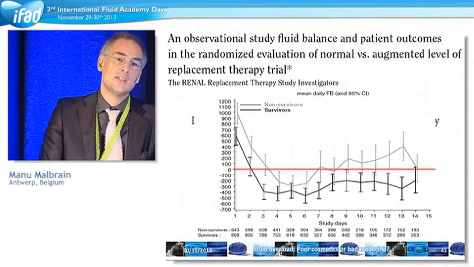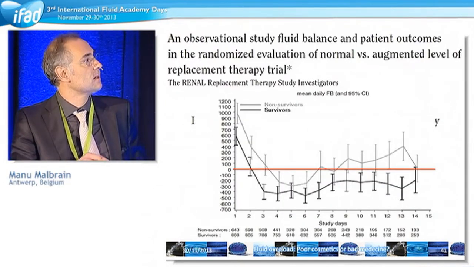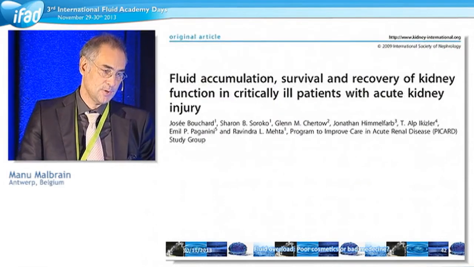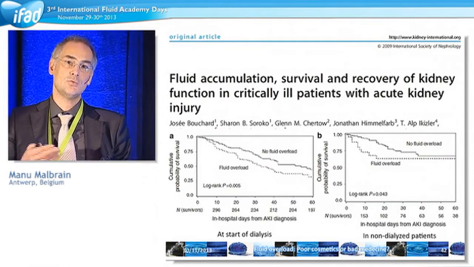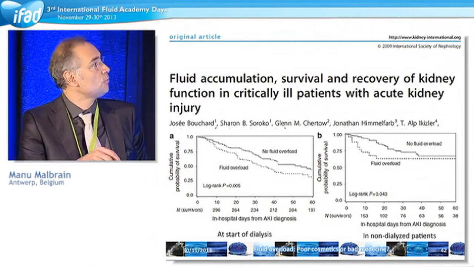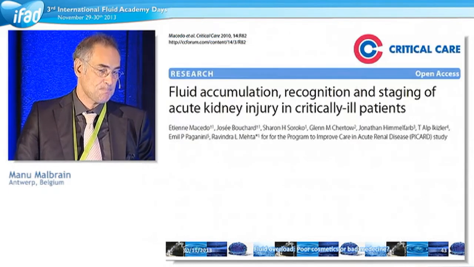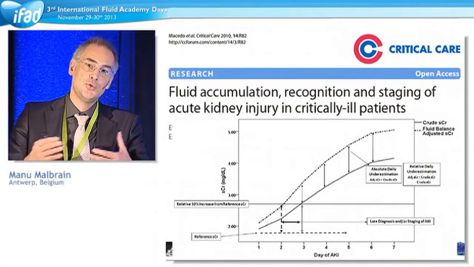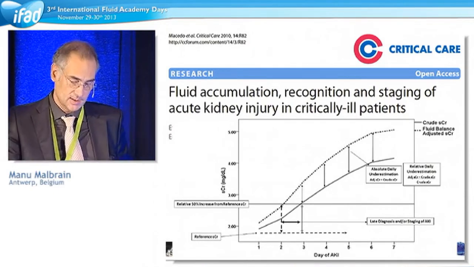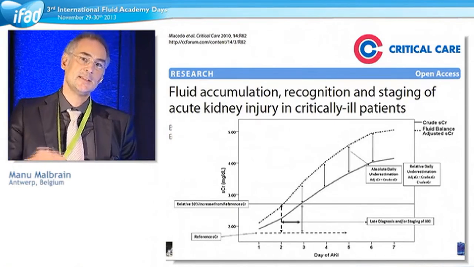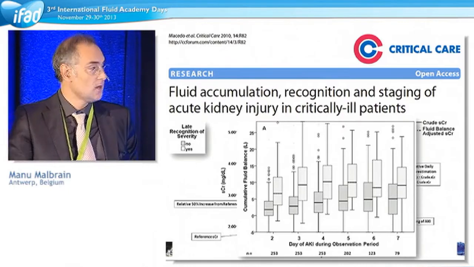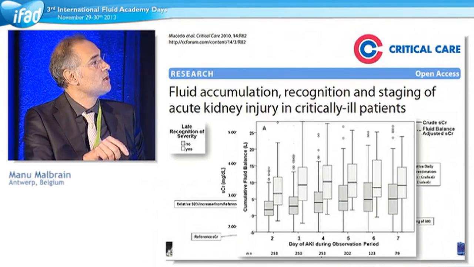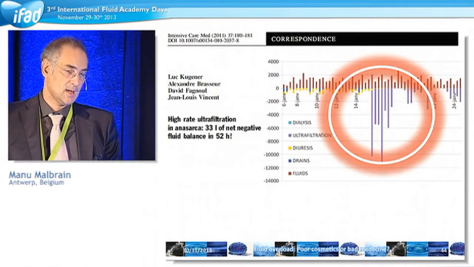The renal investigators from Australia also looked at fluid balances, and you can see again in non-survivors after the first week also higher daily fluid balances. So fluid accumulation may be related to end organ dysfunction. Here in patients with fluid overload, survival is less, and the investigators from the PICAR study group analyzed the relation between fluid overload, hemodilution, and a lowering in serum creatinine, making that this delays the diagnosis of acute kidney injury. So if you have a late diagnosis of acute kidney injury due to dilution of serum creatinine, these patients have much higher fluid balances.